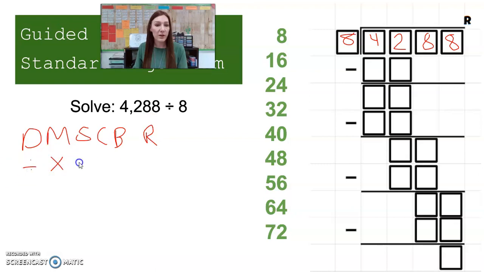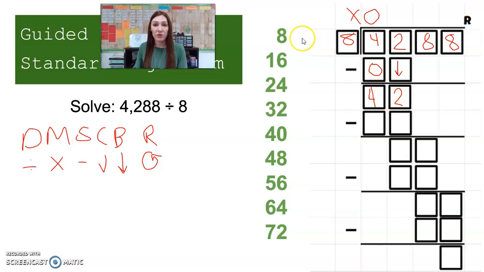Divide, multiply, subtract, check, bring down, and repeat. Can 8 divide into 4? Nope, it can't. So I'm going to put a 0 in my quotient. 8 times 0 is 0. Next, I'm going to subtract. 4 minus 0 is 4. Then I'm going to check. Is 4 smaller than 8? It is, so I'm going to bring down the 2.